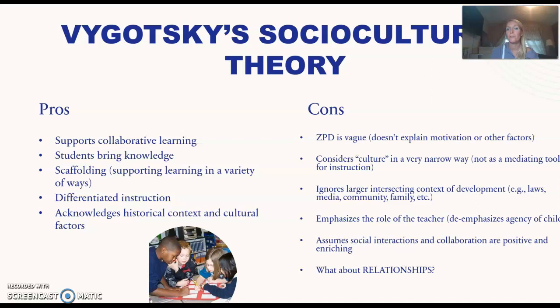For Vygotsky's sociocultural theory, the zone of proximal development is somewhat vague. It doesn't explain motivation or other factors for moving forward. It considers culture in a really narrow way, not as a mediating tool for instruction. It ignores the larger intersecting context of development like laws, media, community, and family, which we'll talk about during Ecological Systems Model Week. It emphasizes the role of the teacher and de-emphasizes the agency of the child. It assumes social interactions and collaboration are positive and enriching, which we've also all reported on. It doesn't always work out that way. Sometimes it does, sometimes it doesn't. And again, it really doesn't get at this idea of relationships. We know research tells us time and again that the teacher-student relationship is key to seeing positive outcomes for kids.